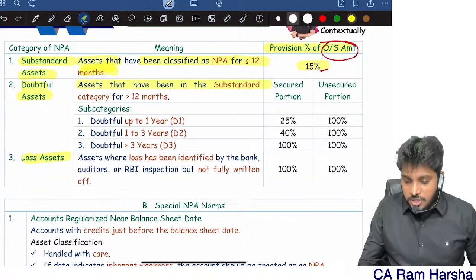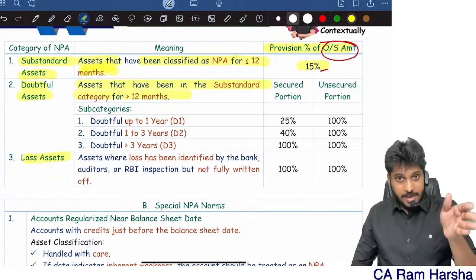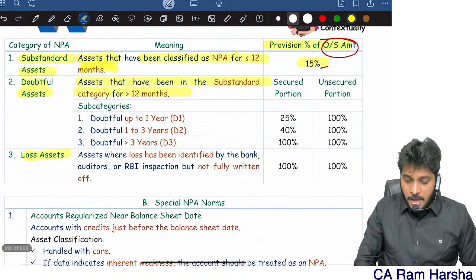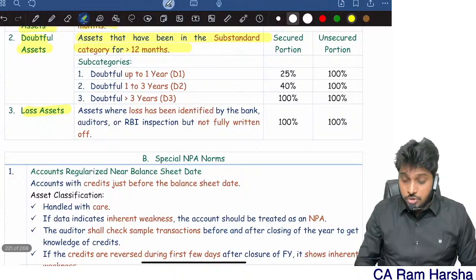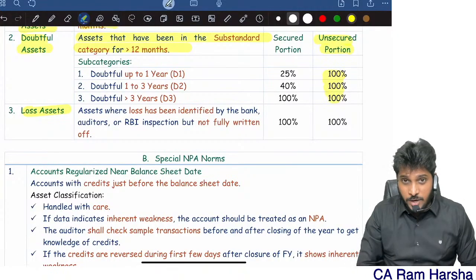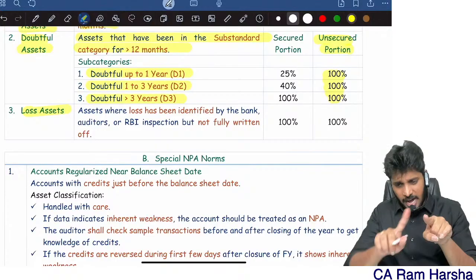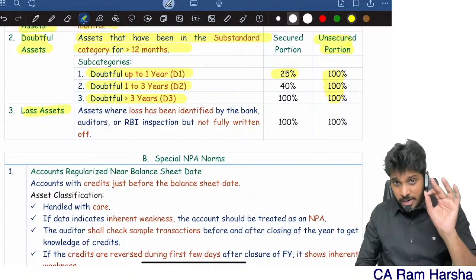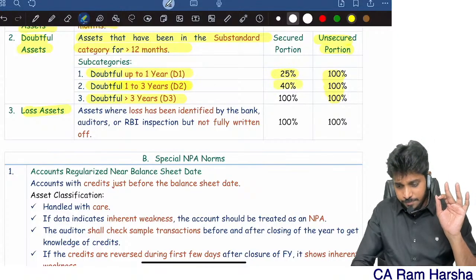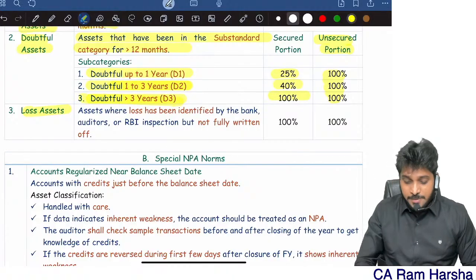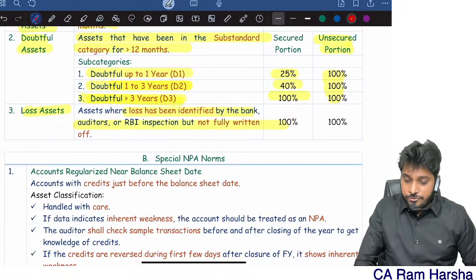Doubtful asset. Assets which are in substandard, already NPA, once 12 months are over, will go into the doubtful category. The moment it goes to the doubtful category, for the unsecured portion of the loan, 100% provision; the secured portion we will classify into D1, D2, D3. First year after substandard, D1, 25% on secured. 1 to 3 years, 40%. Beyond 3 years, 100%.